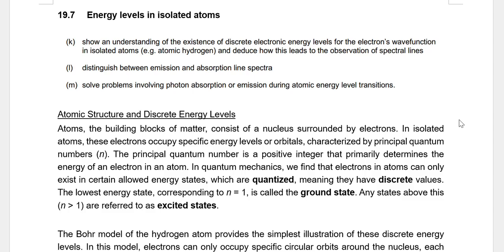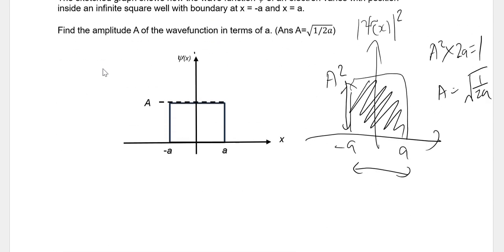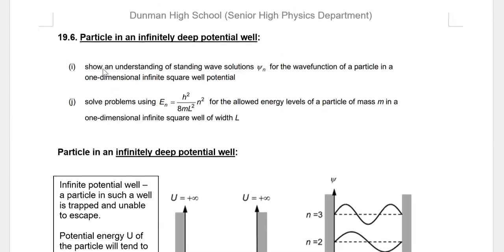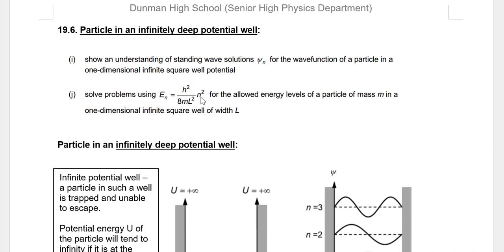Now we'll talk about energy levels in isolated atoms, all right? I want to make sure I distinguish between this part, which is covering LOs K, L, and M, and the previous part, where I was covering the previous two LOs, I and J. This particle in an infinitely deep potential well is very much theoretical. Of course, there are real life things that approximate this, but this is a very theoretical idea. 19.6 is very theoretical, and you need to know this formula.